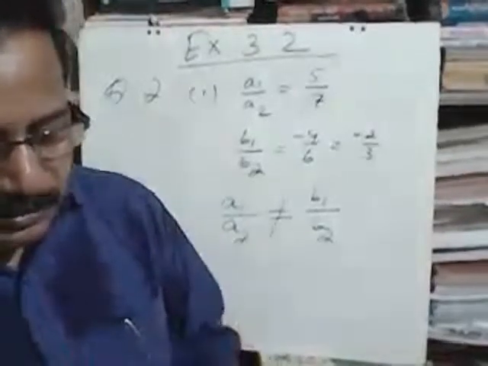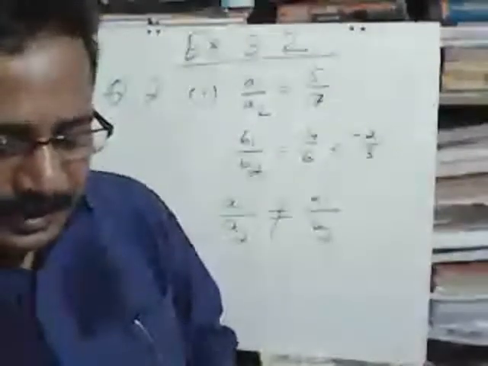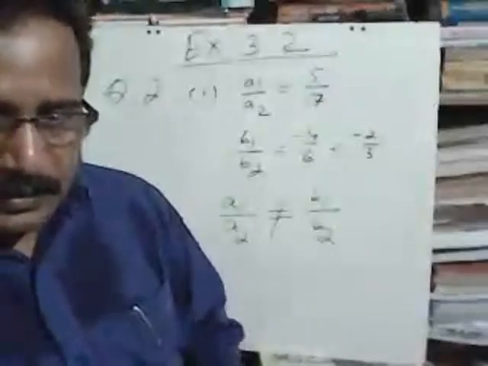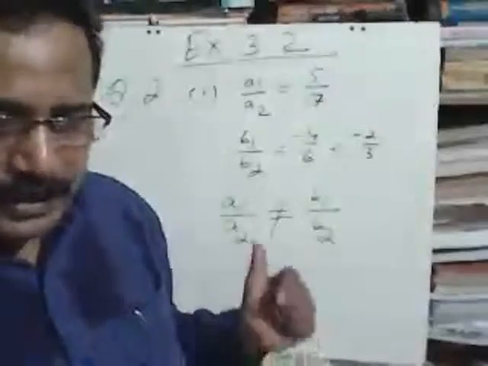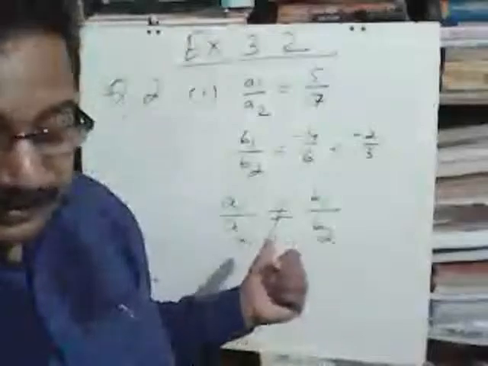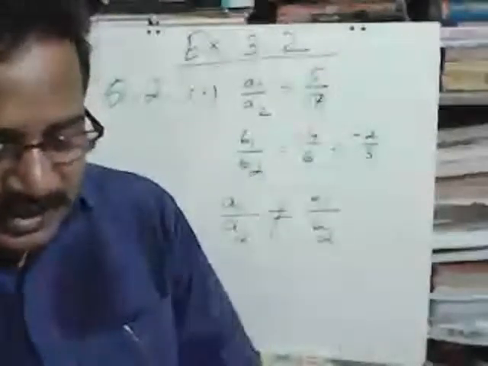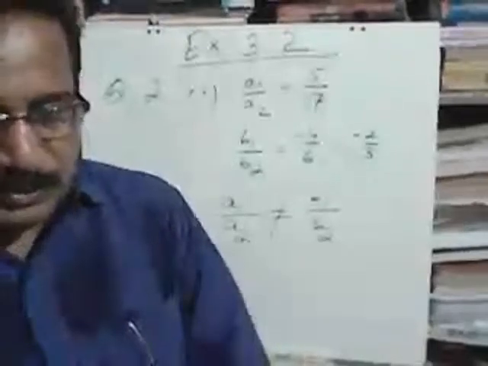Now you conclude the lines intersect each other at a point. The two lines intersect each other at a point. The first option is correct. Similarly, the other two bits you will do. And in the same way, you will do question number 3.